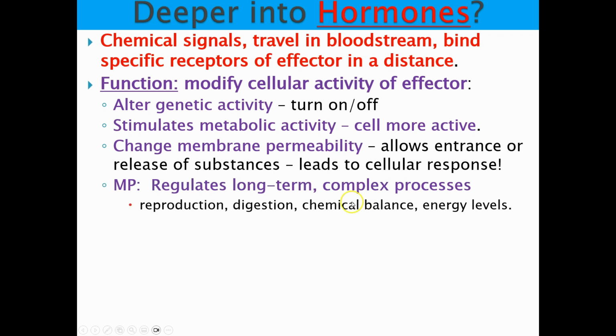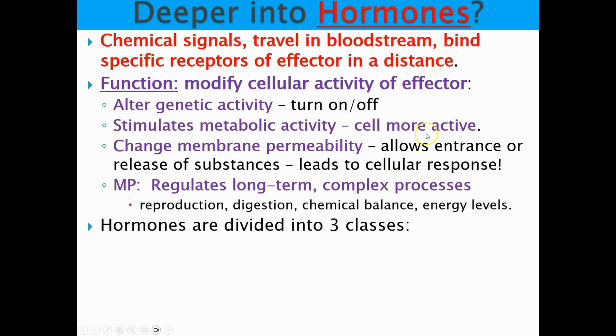All right, but the main point here is the overall function is to regulate long-term complex processes, things like reproduction, digestion, chemical balance, our energy levels. All of that is maintained through the endocrine system and not the nervous system. The nervous system is using energy. It's really not processing energy the way we think the endocrine system does. That's what revs up the cells.